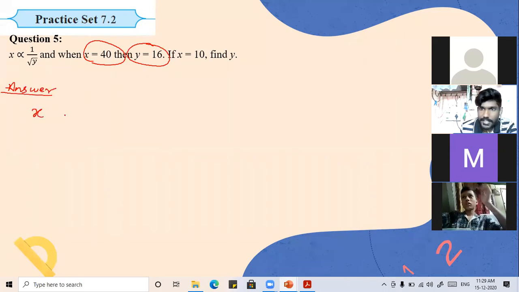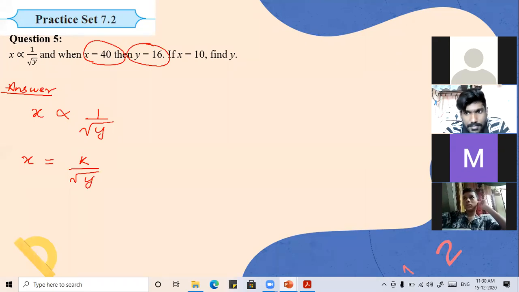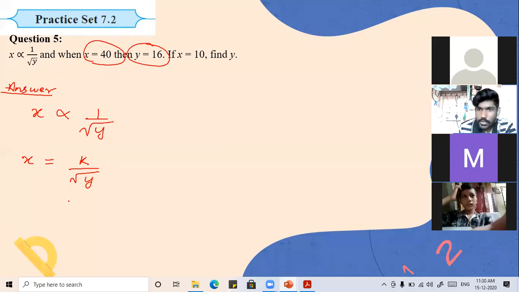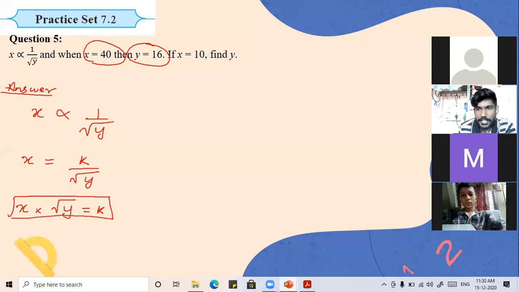Given in the question, x inversely proportional to 1 upon root of y. First thing that you have to do is write this into an equation. So this will become x equal to k upon root of y. X is equal to k upon root of y. Now you take the root of y on the other side. So this will become x multiplied by root of y equal to k. So this is my equation.